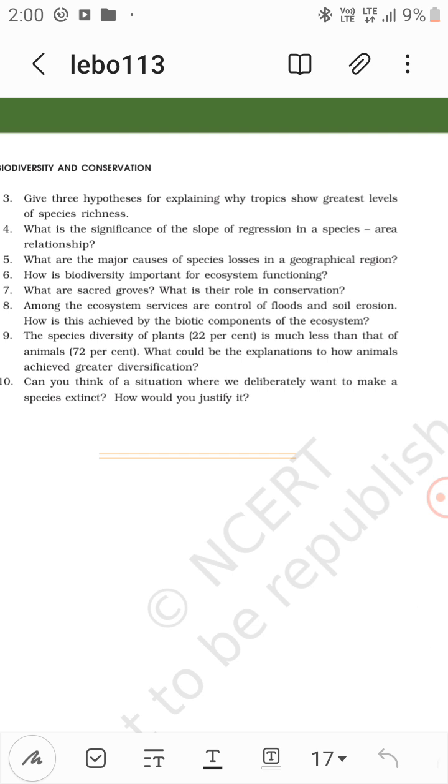The species diversity of plants, that is 22%, is much less than that of animals, that is 72%. What could be the explanation for how animals achieve greater diversification? Can you think of a situation where we deliberately want to make a species extinct? How would you justify it?